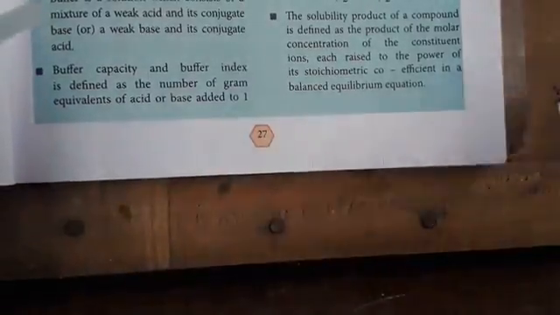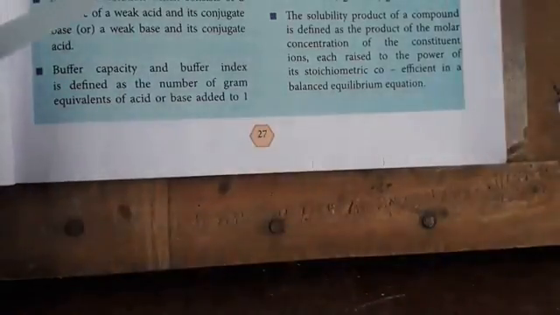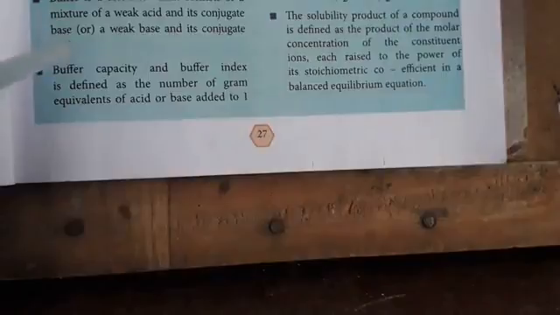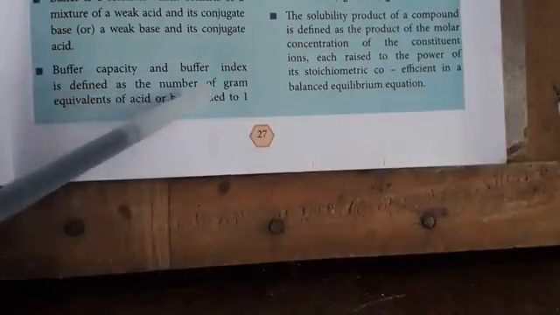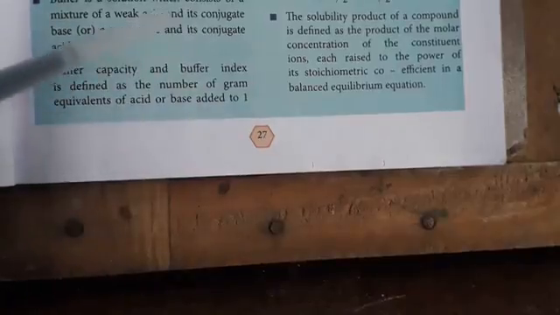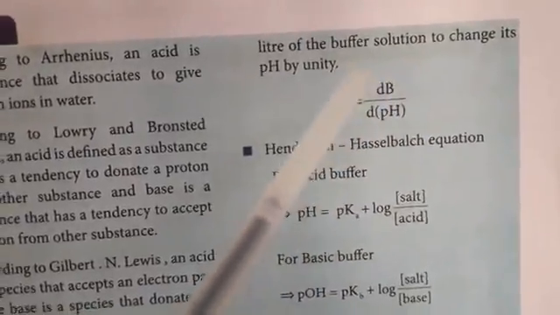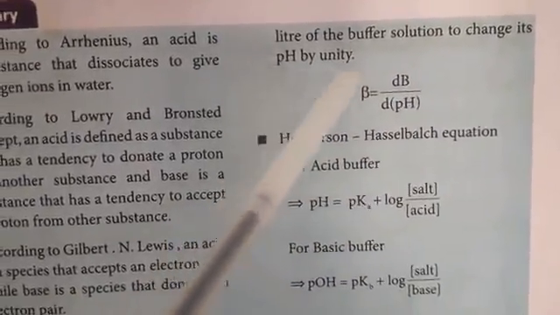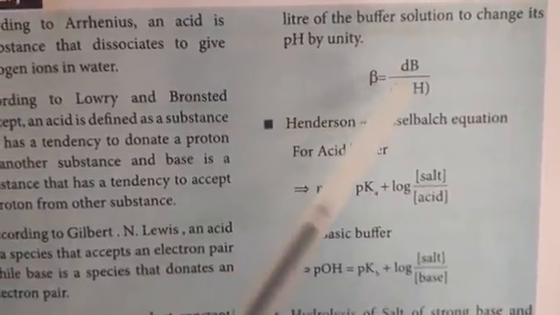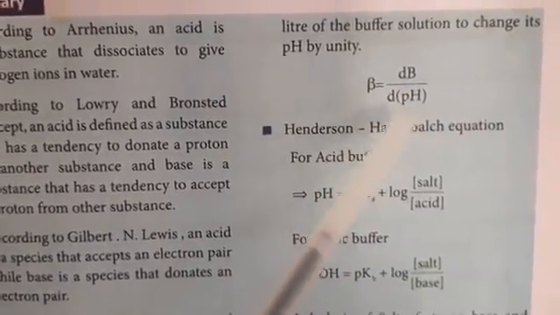Finally, buffer capacity. What is buffer capacity? The buffer index is defined as the number of gram equivalents of acid or base added to 1 liter of the buffer solution to change its pH by unity. Beta is equal to Δb divided by ΔpH. Okay.